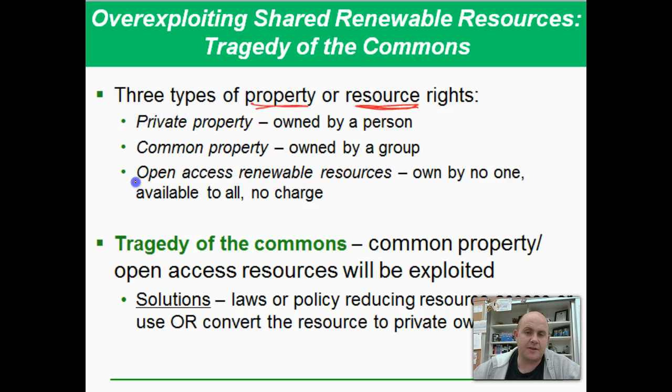And there's actually basically three categories of ownership of these resources. One, it can be somebody's private property. It's owned by an individual or a company, and they have the right to use it however they want. Two, common property. This is owned by several different people, a group of people. It can be a small group or a large group. And then the last one is open access renewable resources. This is owned by no one, and it's available to whoever wants it, and it doesn't cost any money for them to utilize it. Now, the problem with these different kinds of properties is they all lead to different issues.